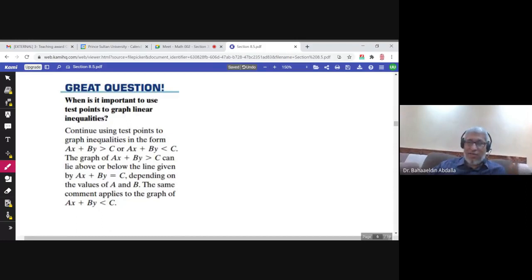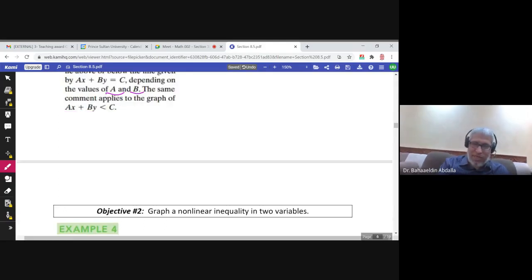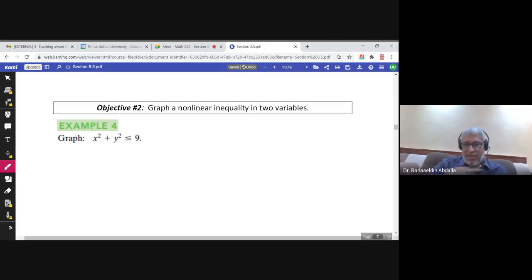These are the only two cases not using test points. Test points are very important, and you have to use them if you have inequalities in this form: ax plus by greater than c, which is not solved for y. Then the graph of this inequality could be above or below the line, depending on the values of a and b. So you have to choose a test point if you have ax plus by greater than c or ax plus by less than c.